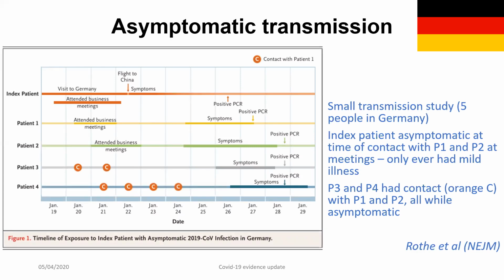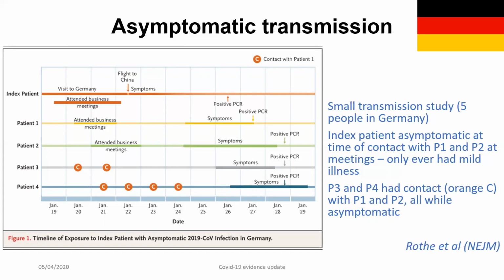Several transmission studies have been published that provide detailed evidence for asymptomatic transmission of COVID-19. One of the earliest was this study by Camilla Rothe and her colleagues from Munich in Germany, published in the New England Journal of Medicine. It's a small transmission study of 5 people. At the top, you can see the index patient who was asymptomatic during a visit to Germany, where they attended business meetings with patient 1 and patient 2.